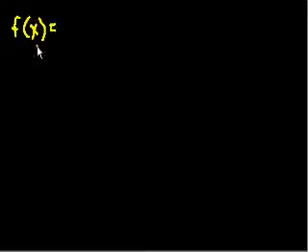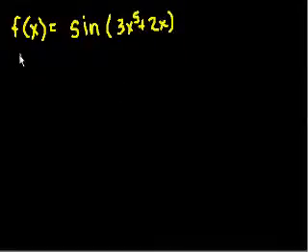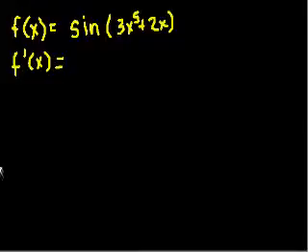So let's say that f of x is equal to, let's say, the sine of 3x to the fifth plus 2x. So what is f prime of x? What is the derivative of this function?